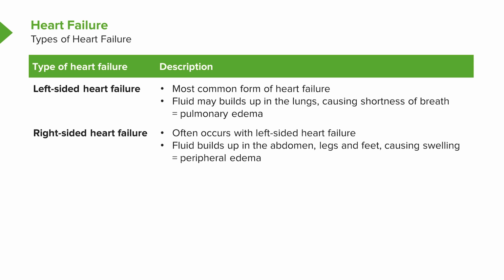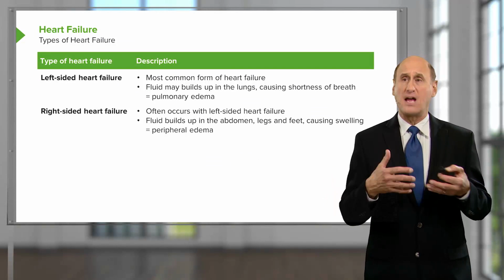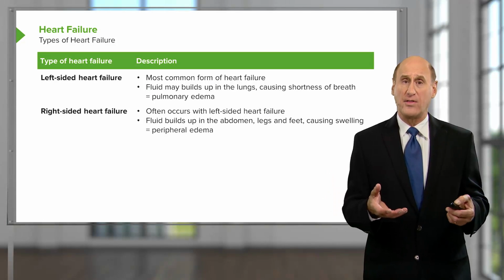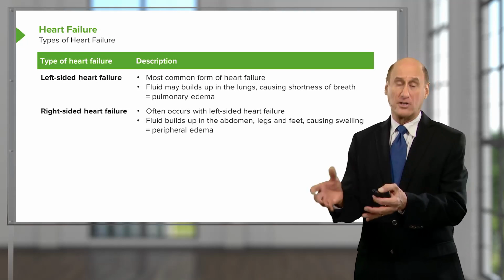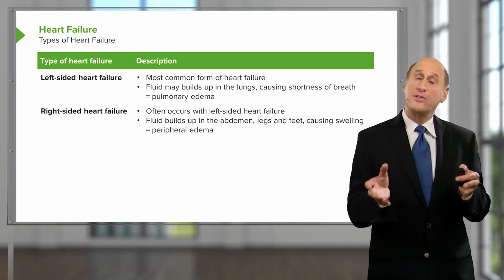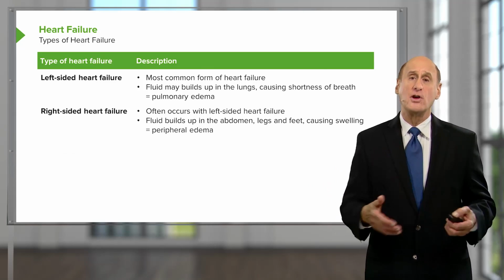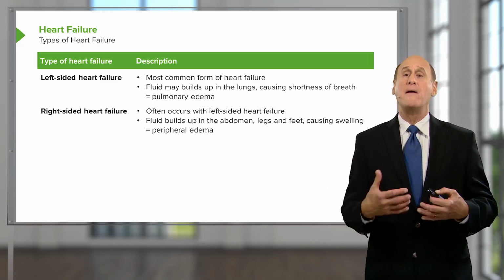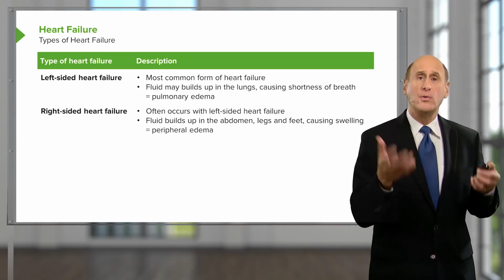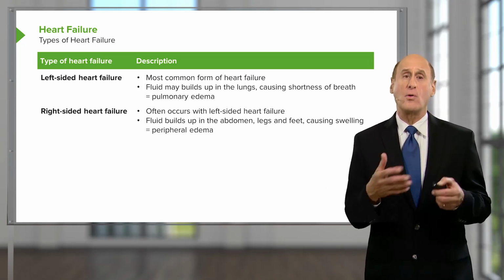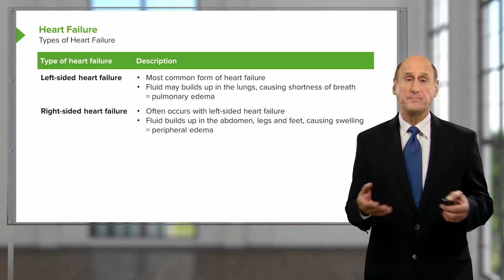So let's think about this for a moment. With left-sided heart failure, the backup is going to be into the lungs. Patients get fluid in the lungs and they're short of breath. So the edema is in the lungs with left-sided heart failure. With right-sided heart failure, the backup is into the veins, so you often see patients with fluid in the abdomen, fluid in the legs, so-called peripheral edema.